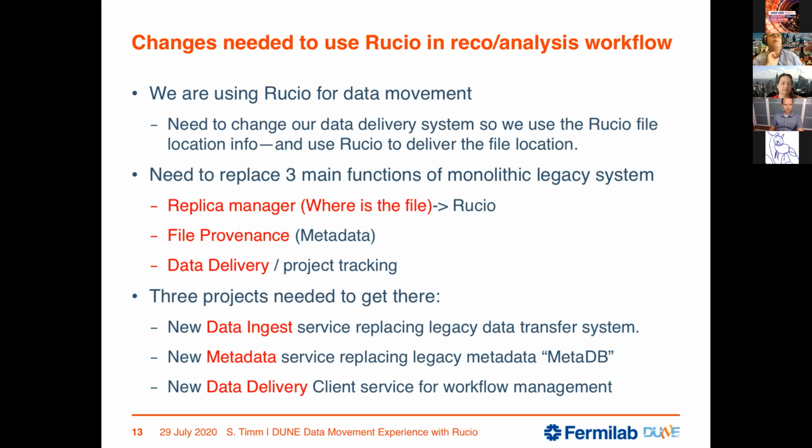We have to replace 3 main functions of our legacy system, which does all 3 of these things right now: metadata, replica manager, and data delivery. So Rucio will become our new replica manager. We'll make a new metadata service to determine the file provenance, and a new data delivery system. We also have to replace our data ingest service, which is currently a legacy system.